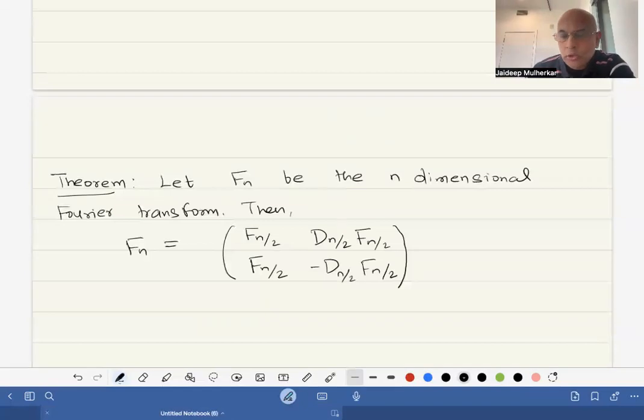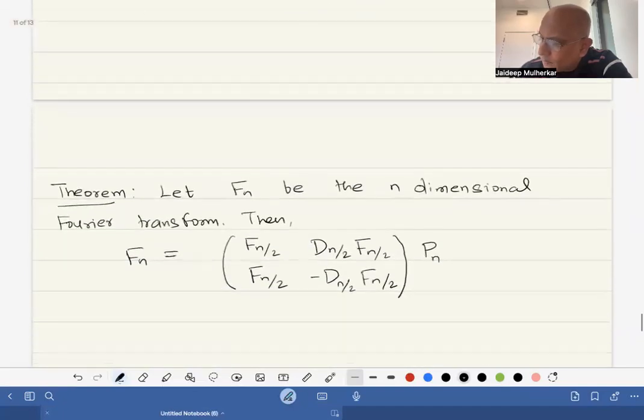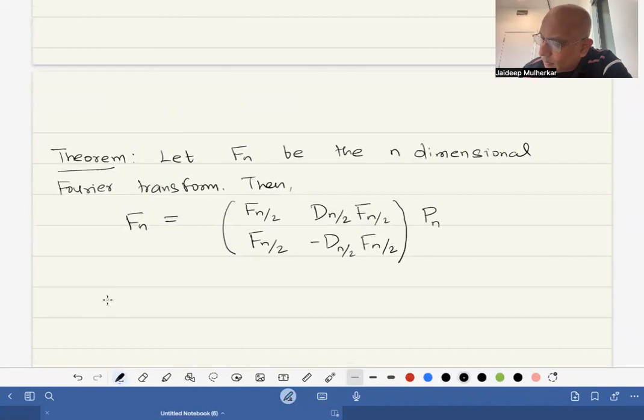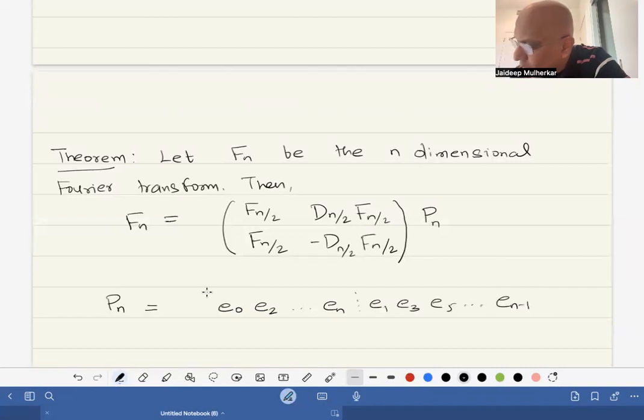And of course, we have to do the interchange of the rows and columns, which we will define by Pn. This is a permutation matrix, where Pn is equal to E0, E2, up to En minus 2, E1, E3, E5, and so on, up to En minus 1. We are assuming n is some power of 2. So I'm sorry, this should be Pn transpose.